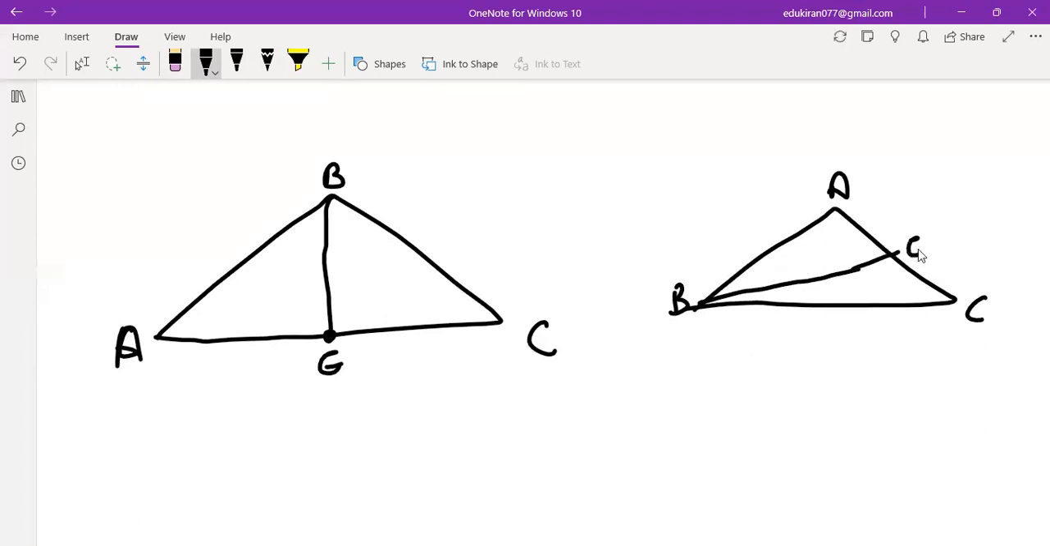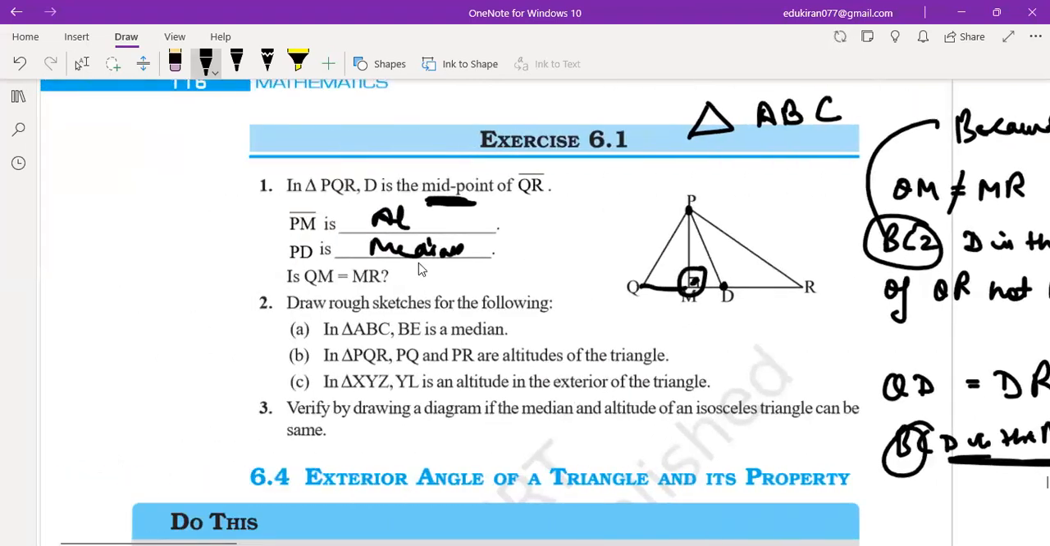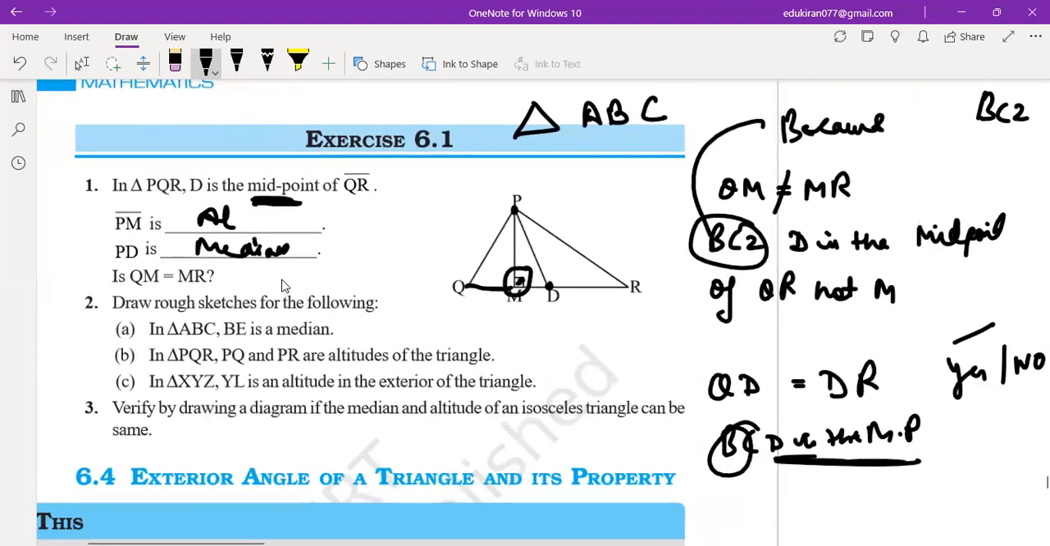Ma'am, can you show the question once? Okay. So you people do it. I'm giving you 2 minutes. Whatever you know, just do it, and I'll show you the answer. Like you did, B is the median, you put that line. So that's correct. We can do it in any way. You can do either, but you have to mention that BE is a median.